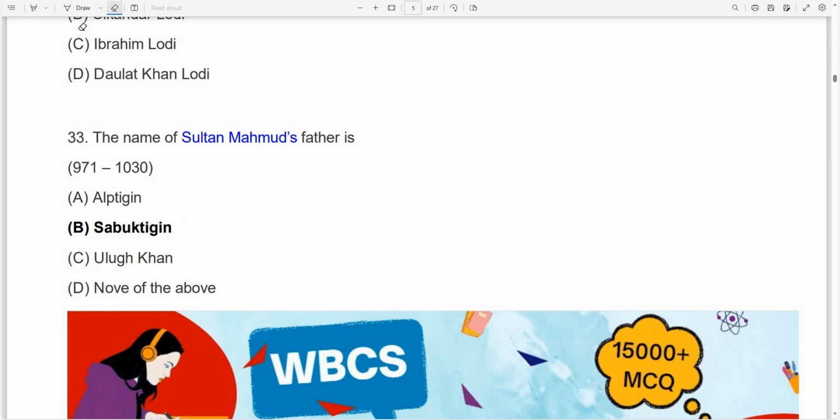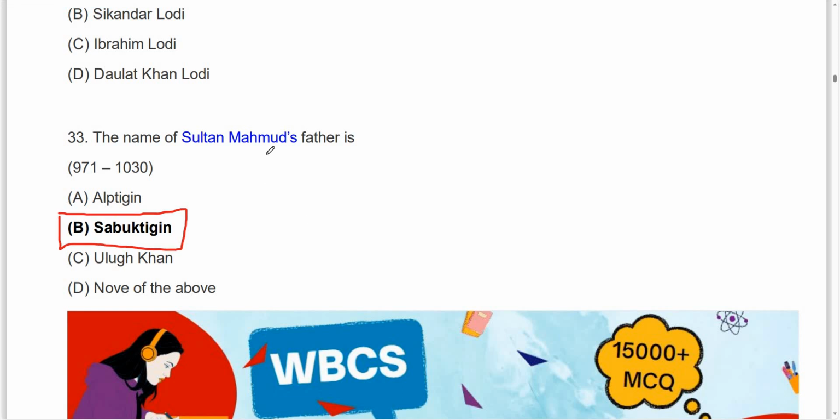Actually, we have taken a look at it. The name of Sultan Mahmud's father is Shabuktijin, 971 to 1030. So basically, he lived for 59 years, I guess. Shabuktijin is the father of Sultan Mahmud.